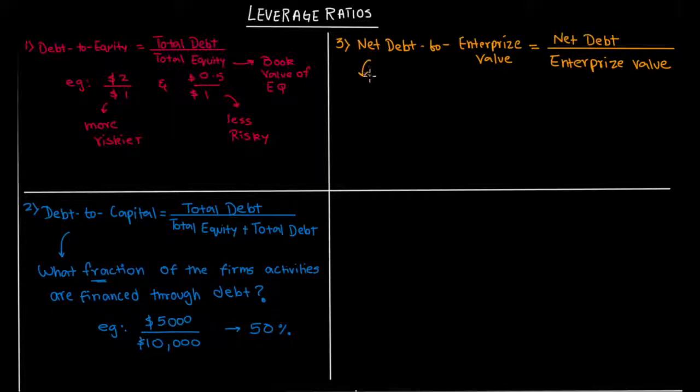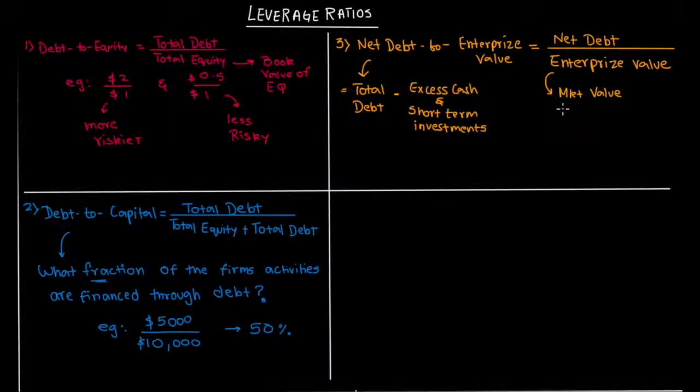Net debt is simply the total debt that the company has, the liabilities, minus any excess cash and short-term investments that the company has. So what we basically do is we use the cash to pay off the firm's debt, and there's still a little bit of debt left over, so that is the net debt. And after that we have the enterprise value, which is equal to the market value of equity plus net debt.